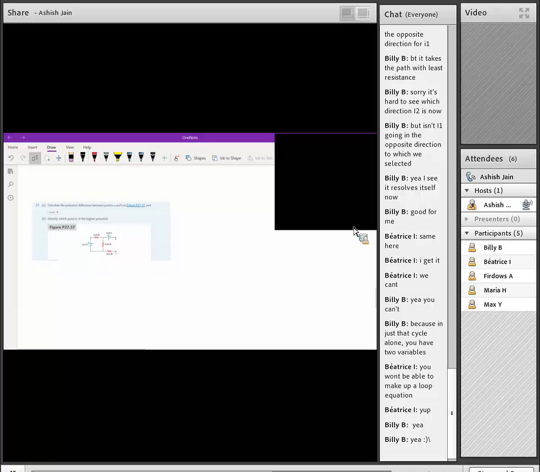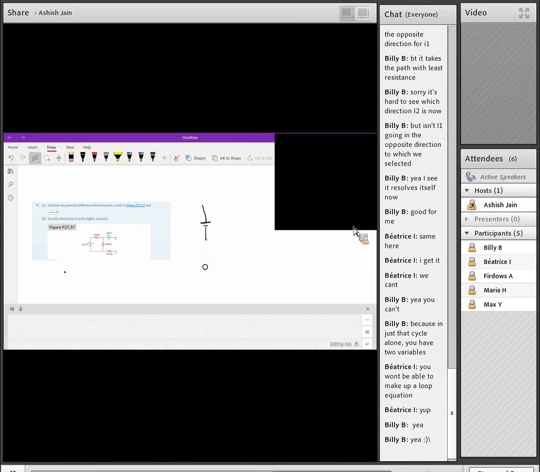Okay, calculate the potential difference. Now we are talking about the potential difference between point A and point B. Let me draw the circuit for you guys and ask you the question again. You'll have another voting question.